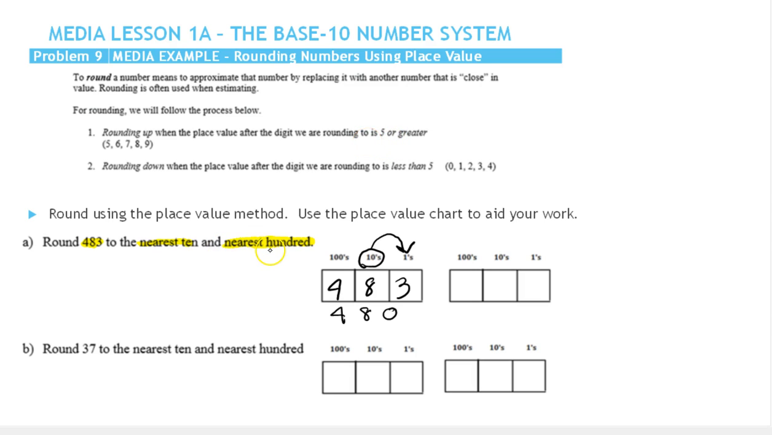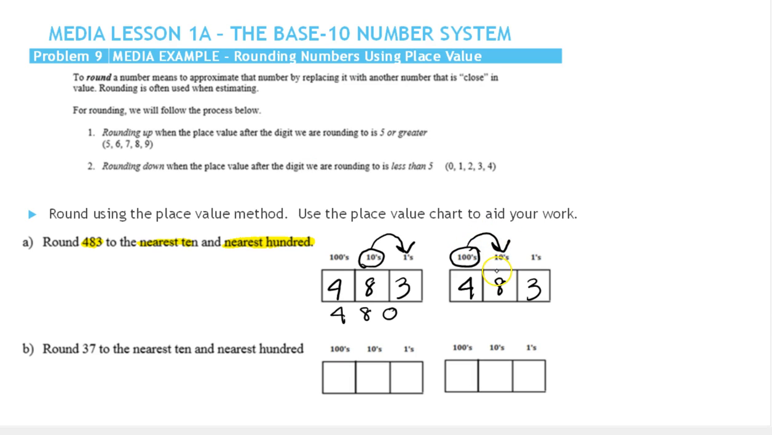Now let's look at the nearest 100. So I'm going to put 483 in our chart. And now the smallest place value we're going to use is the hundreds place.